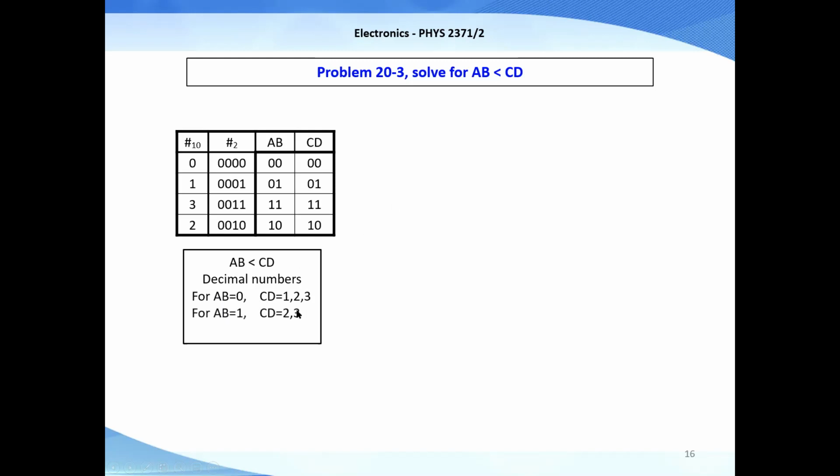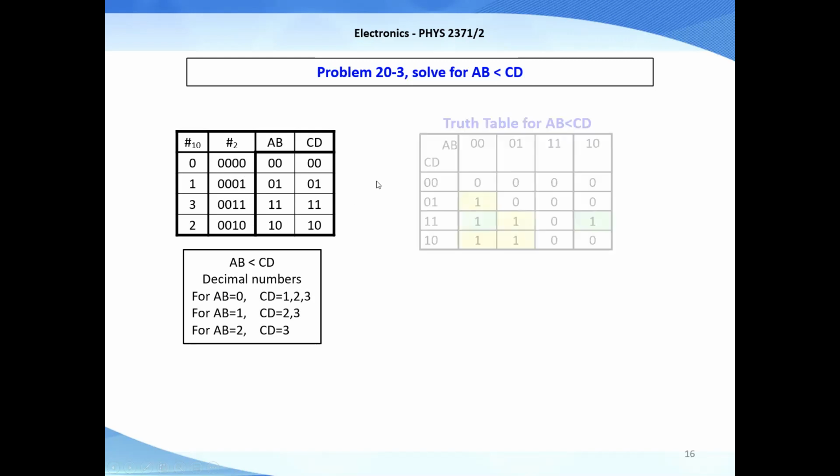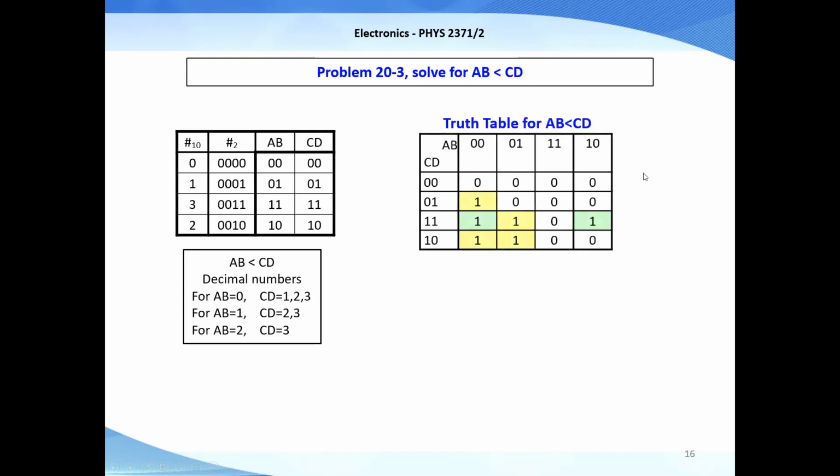If AB is 1, then CD can be 2 or 3. When AB is 2, CD can be 3. So here's 0, 1, 3, 2. And you can write this truth table. When AB is 0, you can see that CD can be 1, or it can be 2, or it can be 3. And so you get all these combinations, all these minterms.